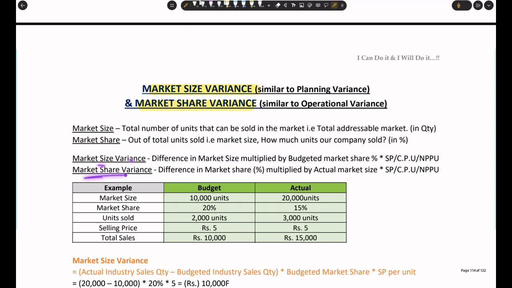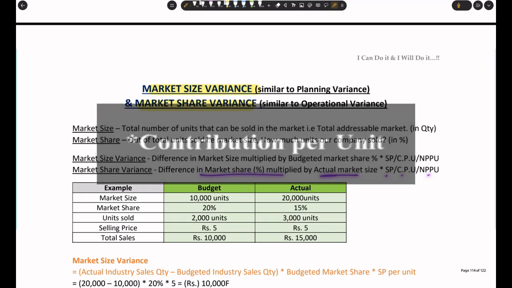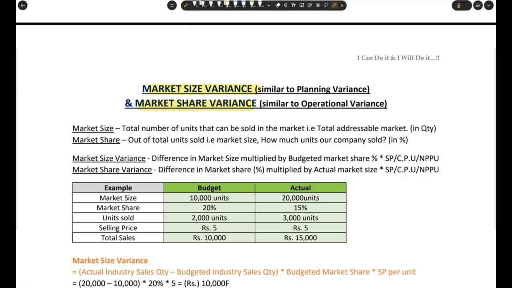Then market size variance and market share variance. Market size variance is the difference in market size multiplied by budgeted market share percentage into selling price or cost price per unit or net profit per unit. And market share variance is the difference in market share multiplied by actual market size into selling price or cost per unit or net profit per unit. So let's see how they have calculated this.